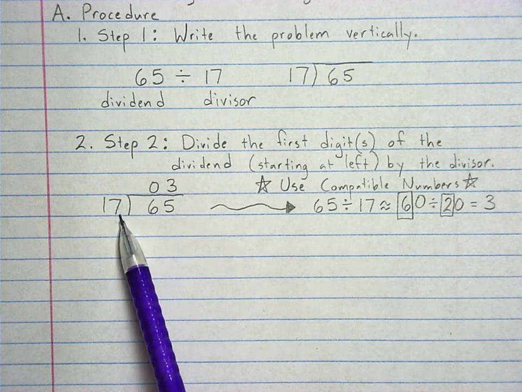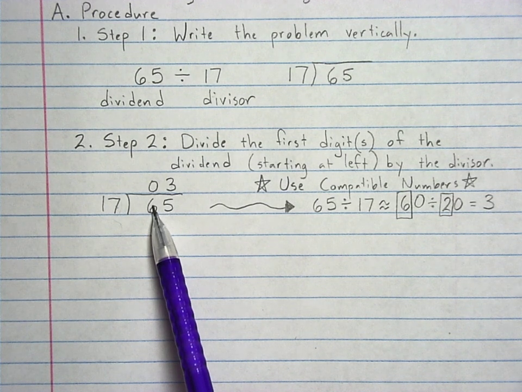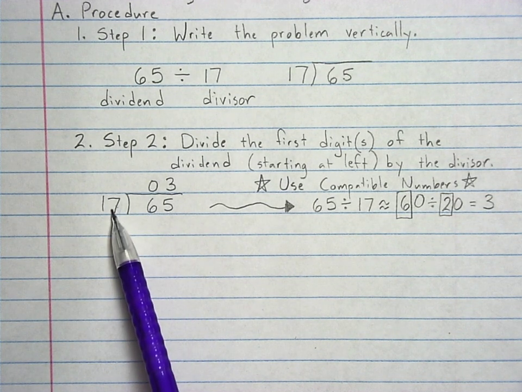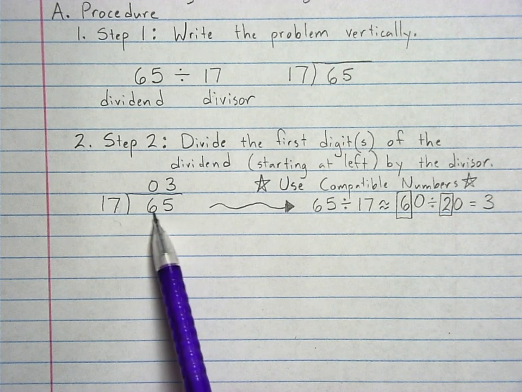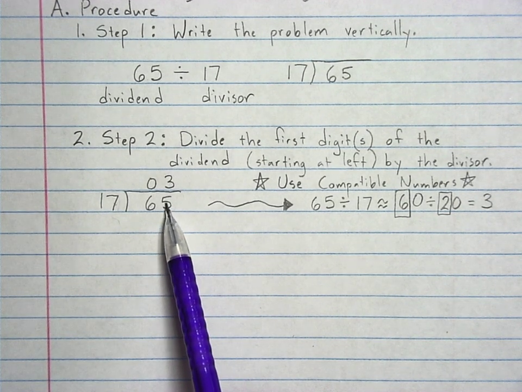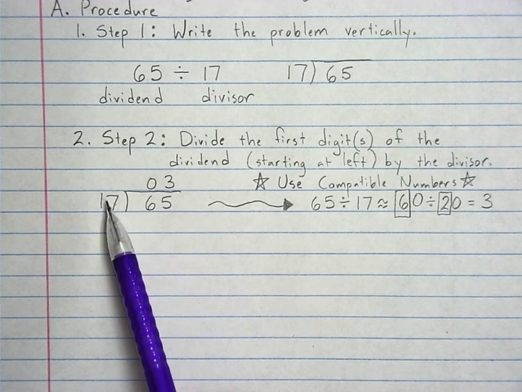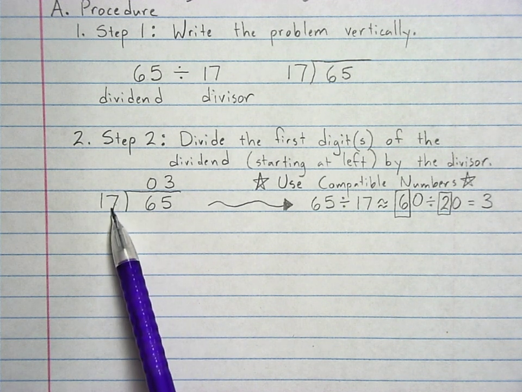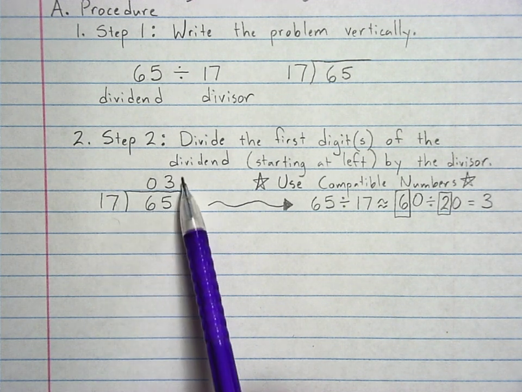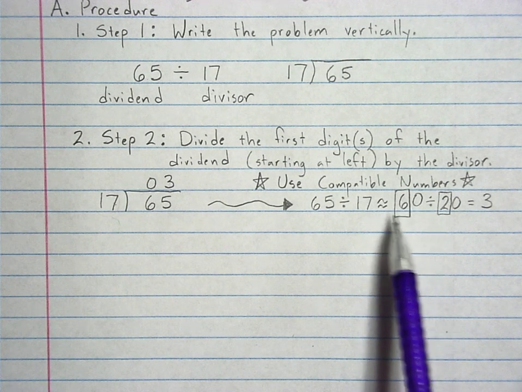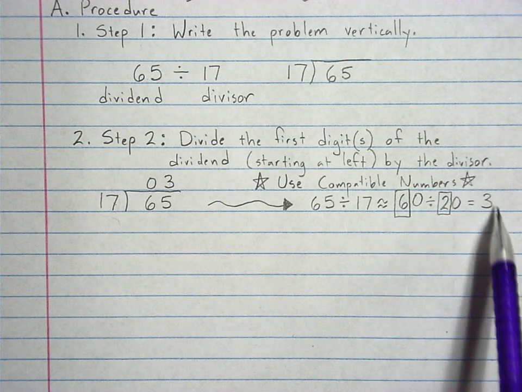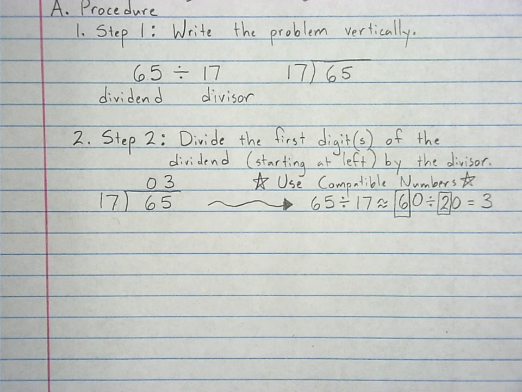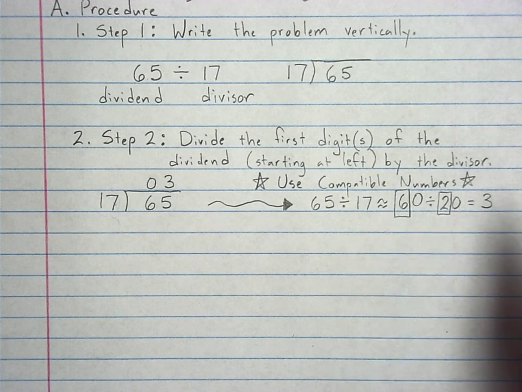So I looked at the 17 going into 6. 6 divided by 17. Not happening. Stretch it out to 65. 65 divided by 17. Well, that'll work. If I have 65 marbles, I can pass some out to 17 friends. When I estimate with compatible numbers, it looks like each friend is going to get about 3. Probably not exactly 3, but about 3.